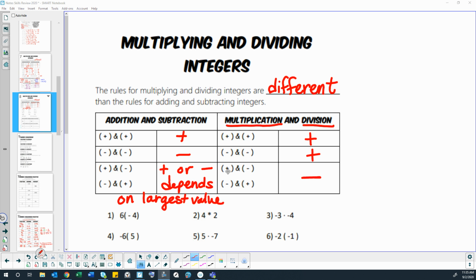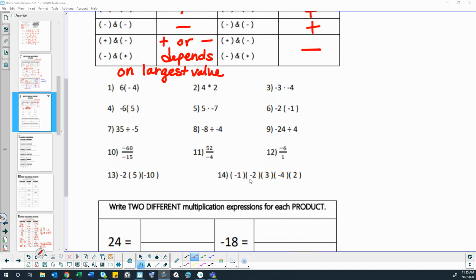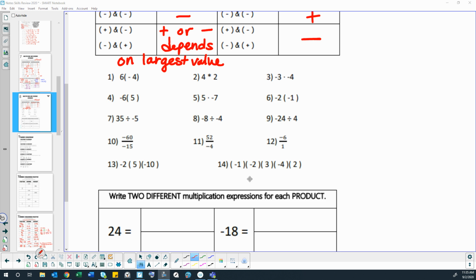If we're mixing the signs of a positive and a negative together when we multiply or when we divide, we end up with a negative answer. Okay, let's go through some of these problems together and check them. We'll do a few together.